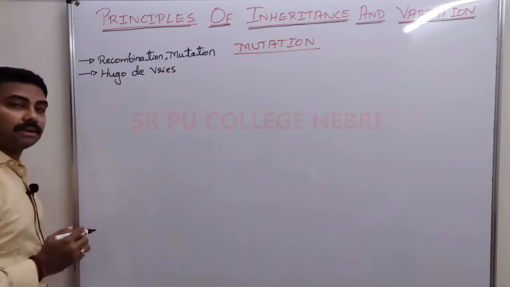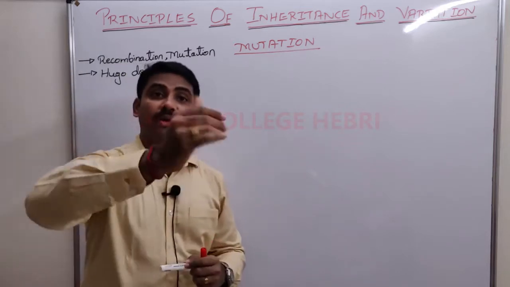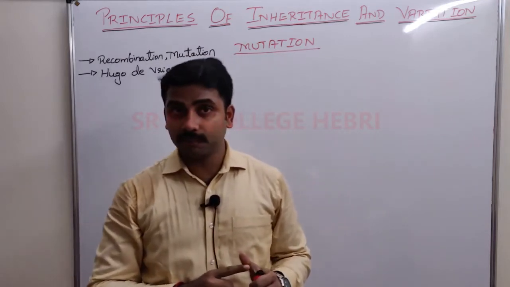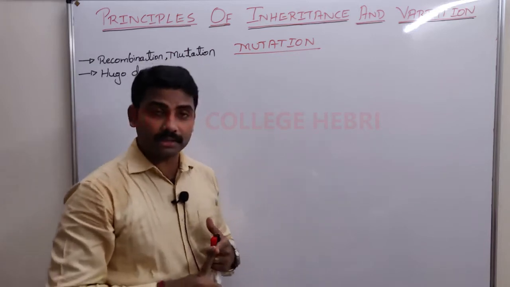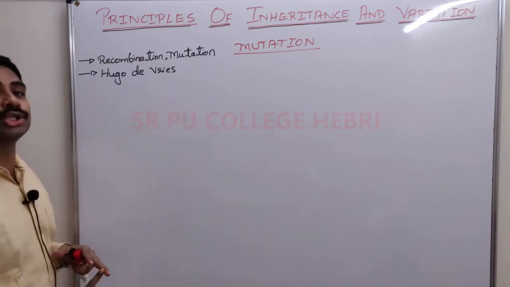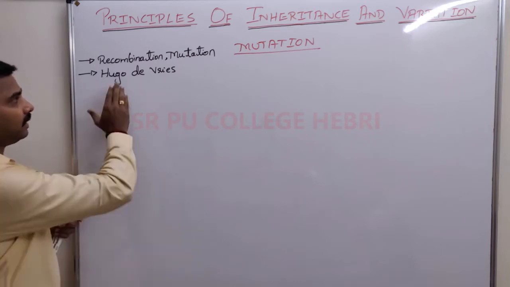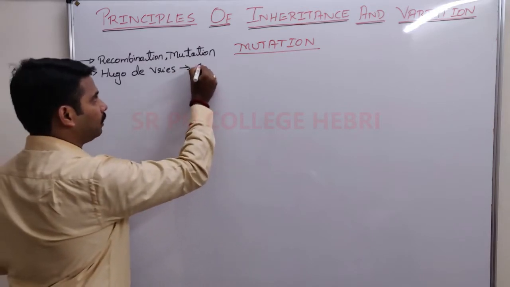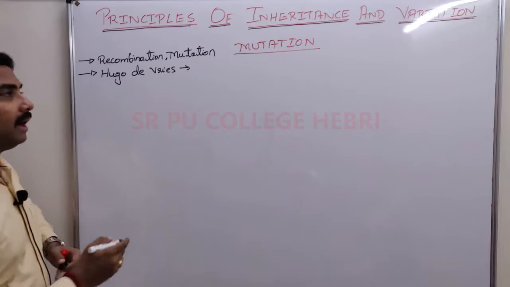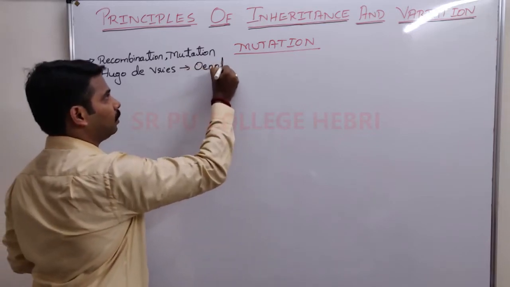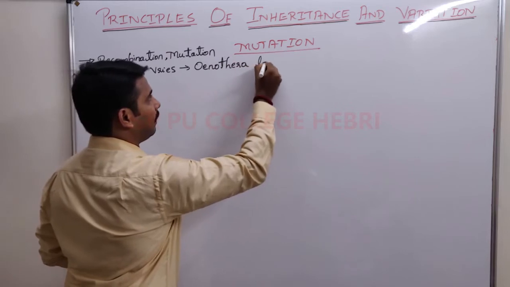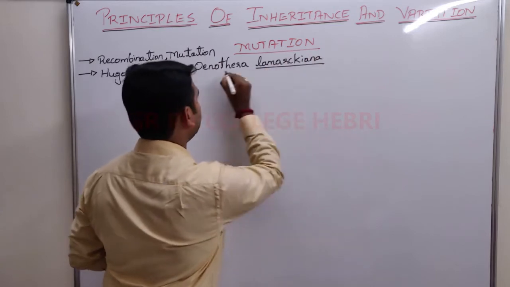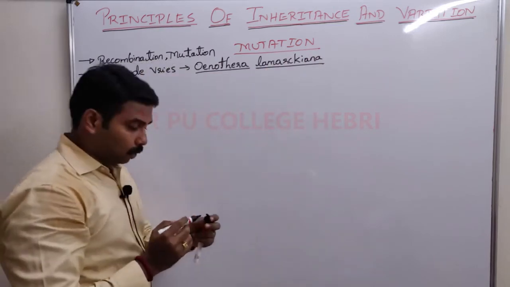He is one among the rediscoverers of Mendel's law. Go to the first page of my notes. Three scientists: Carl Correns, Hugo de Vries, and Erich von Tschermak, right? Among the three, it is Hugo de Vries who was working on a plant called Oenothera lamarckiana, also called evening primrose.